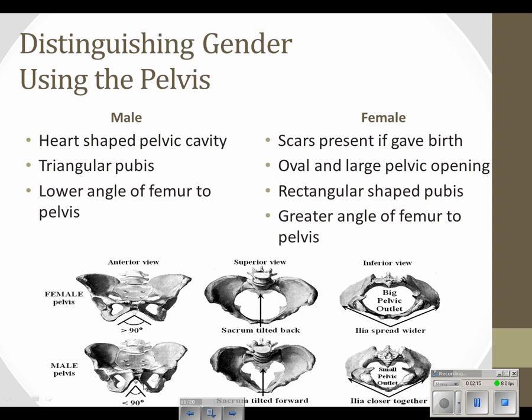And we can also look at the angle that the femur meets the pelvis. So the femur would go into the side here. And there's going to be a lower angle for the male, and you can see it's wider, so the femur would come in a little straighter. And there's going to be a greater angle for the female.